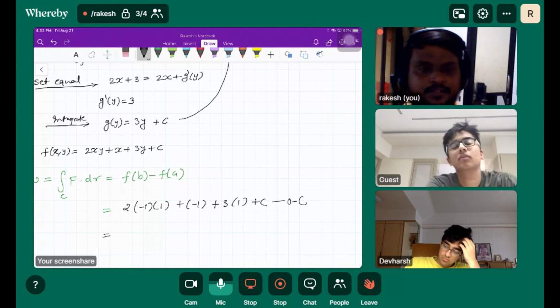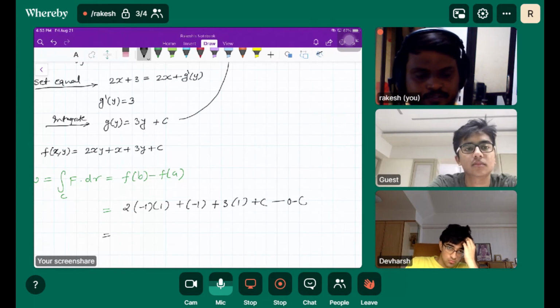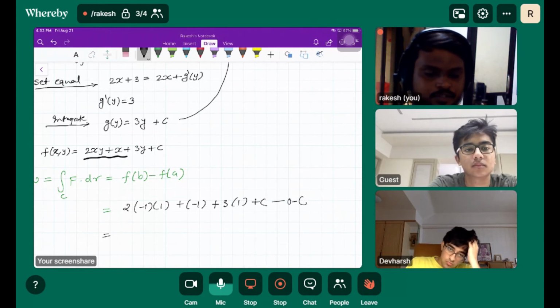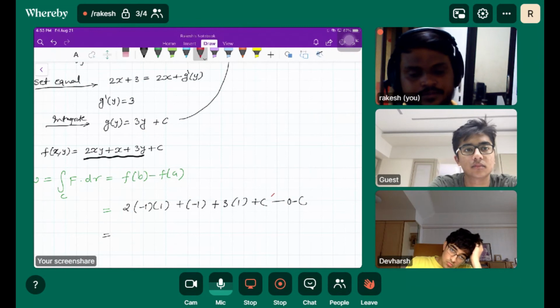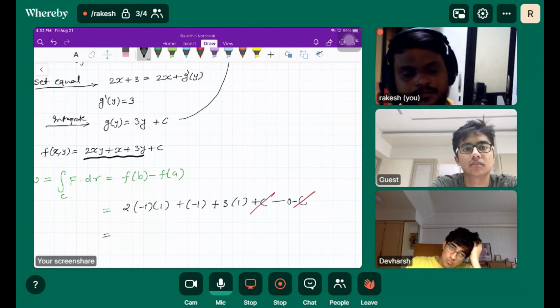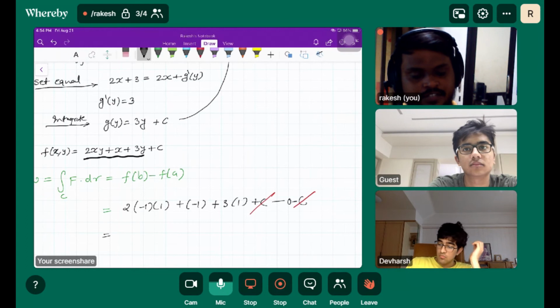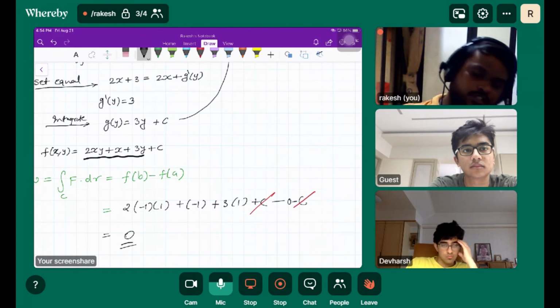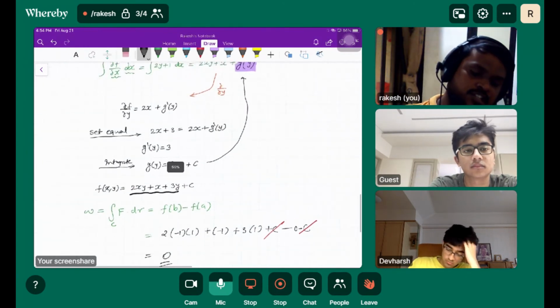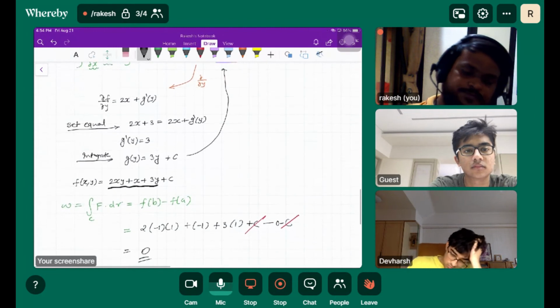Okay, the first endpoint is (0, 0). So when we plug in (0, 0), everything is going to be 0 except c, and that c will cancel out. So minus 2 minus 1 minus 3 plus 3, we get 0. So the work done is 0 in this case.